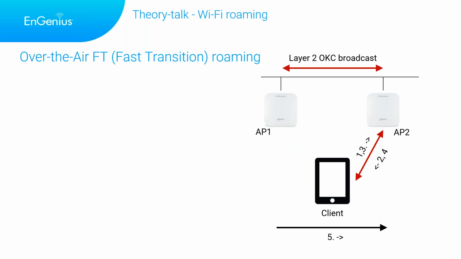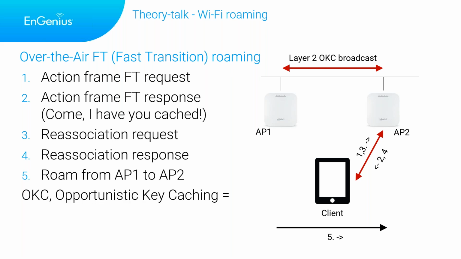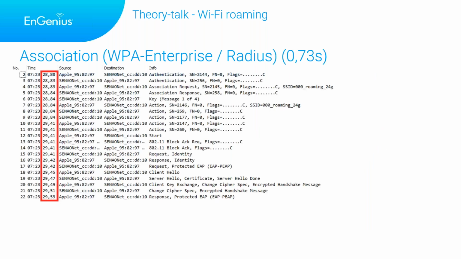And the other way is over the air. It goes immediately to the other access point, and the access points share information over the local network. Again, there are 4 steps for the client to roam from the one access point to the other access point. The local area network is used to share the opportunistic key caching or network pairwise master key to make this possible.